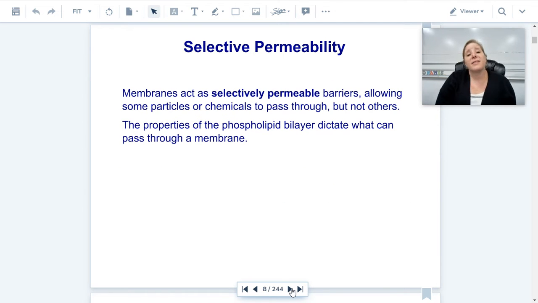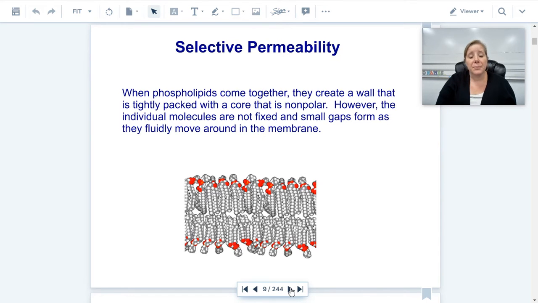All right. The cell membrane is selectively permeable. What selectively permeable means is that it allows some things in and keeps some things out. It is like a bouncer at a club. It decides what's desirable and what's not. So the phospholipid bilayer will dictate what actually comes through.